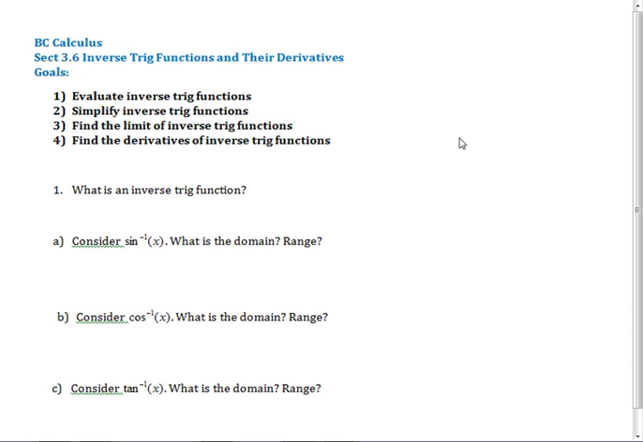Okay? So what we're going to do today is evaluate inverse trig functions. This is in the assignment. Simplify inverse trig functions. Find the limit of inverse trig functions. This is not easy. And derivatives of inverse trig functions. But what is an inverse trig function? It's an angle. Okay, Matt? What is an inverse trig function? An angle. It's an angle. That's all it is. So we're looking for an angle.